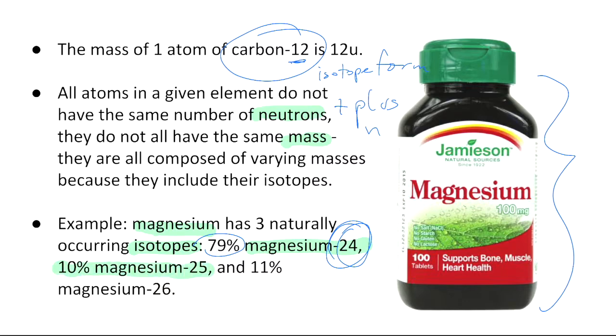contains a slightly heavier version of magnesium with an additional neutron in its nucleus. Same number of protons, though. Remember, the proton count never changes. The neutrons can. And then 11% has an even heavier atomic mass of magnesium. Hence the reason why we've got 3 different isotopes.